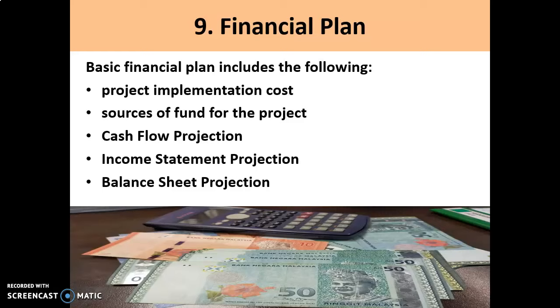Here, I will explain to you the basic financial plan that will help you to calculate and iterate yours. So, the basic financial plan includes the following. The first is project implementation cost, followed by sources of fund to finance the project, the cash flow projection, the income statement projection, and the last but not least, balance sheet projection. So let's take a look at them one by one.